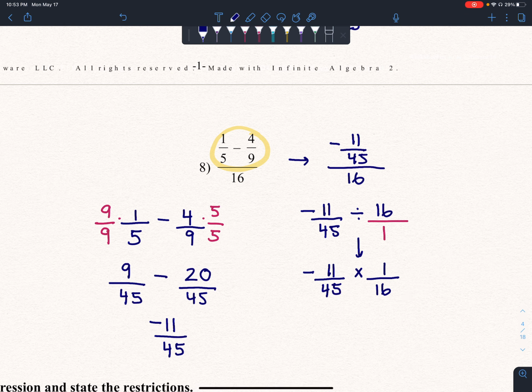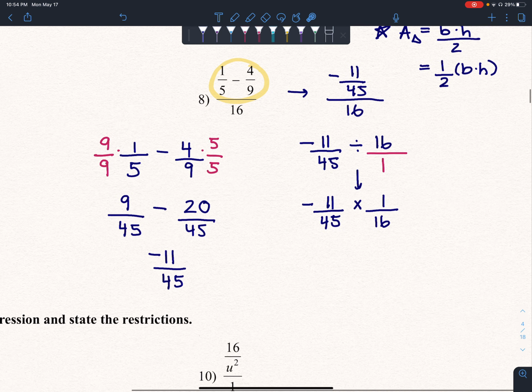And actually, just as a little side note, you might have noticed area of a triangle. Sometimes you'll see base times height divided by 2. Sometimes you'll see it written as a half times base times height. And this is this exact idea. This divided by 2 business is the same as a half. So just a little side note. I would say getting comfortable with this notation of division is very important.